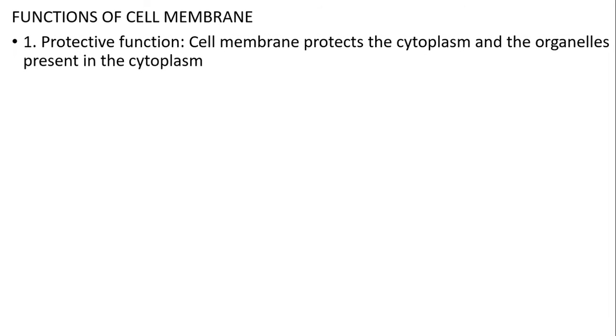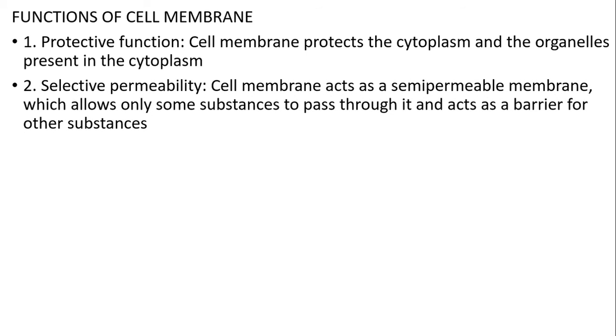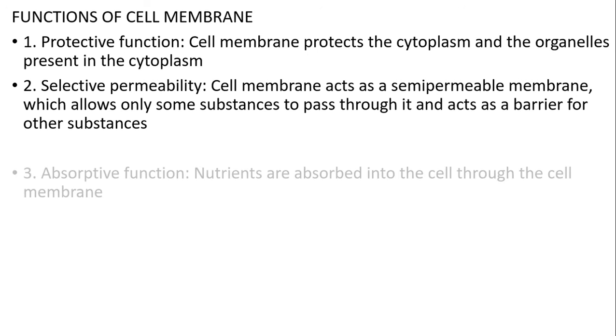Cell membrane contains some carbohydrate molecules also. Functions of cell membrane. First one is protective function. Cell membrane protects the cytoplasm and organelles present in the cytoplasm. Selective permeability: cell membrane acts as a semi-permeable membrane which allows only some substances to pass through it and acts as a barrier for other substances.